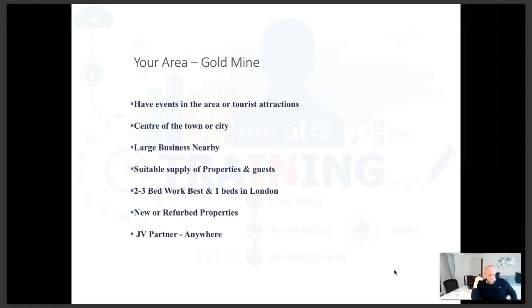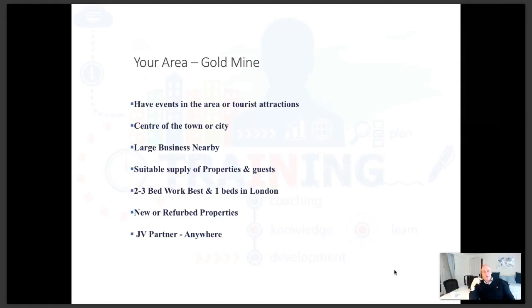Suitable supply of properties, obviously businesses nearby. 2 to 3 beds do work best, plus 1 beds in London. 1 beds are other sort of niche places as well. And you can also do HMOs and rent them by the room, but you have to turn them into C1s, not a C4. Turn it into C1 if you're renting it by the room. Just remember that. So we'll take on new properties, brand new apartments, that type of thing, or fully refurbed period properties. And 3 beds in those work really well.